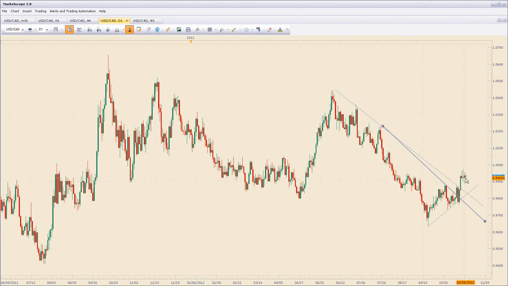Objectively speaking, technically speaking, it's probably taking a breather before continuation to the upside, because these candles are way too strong.